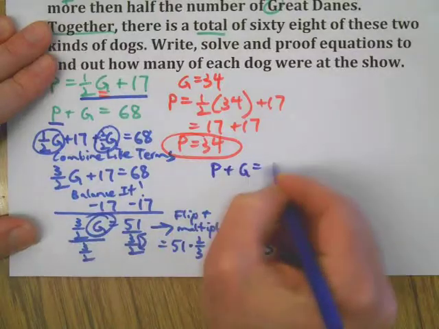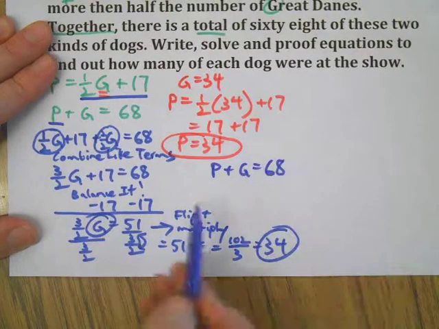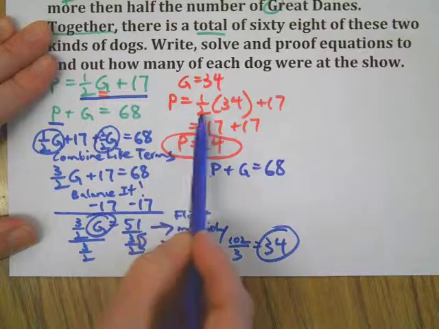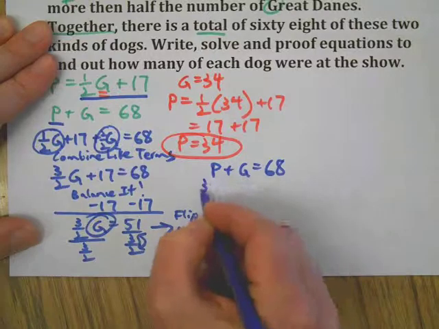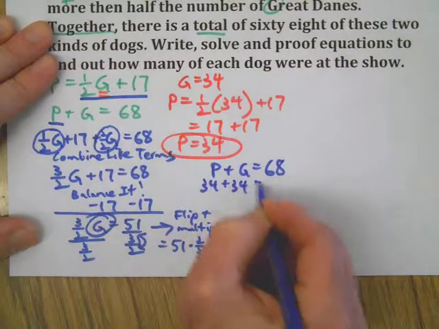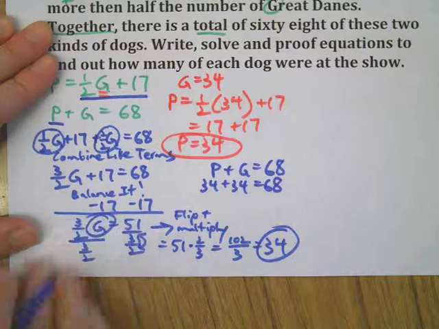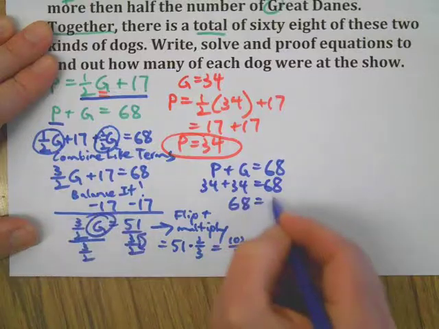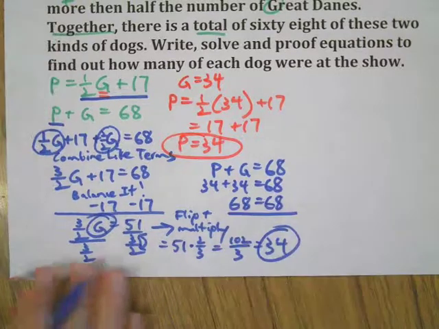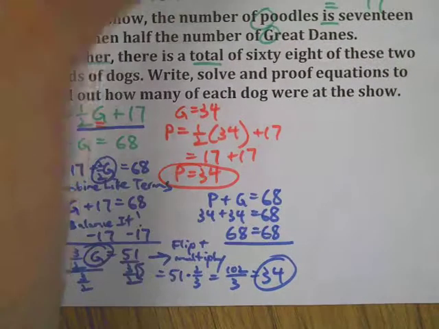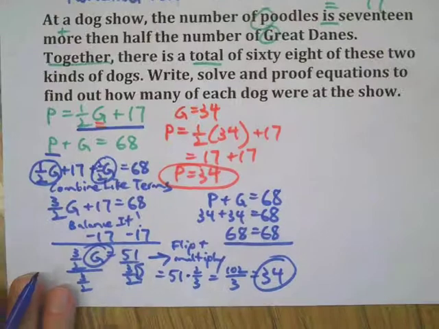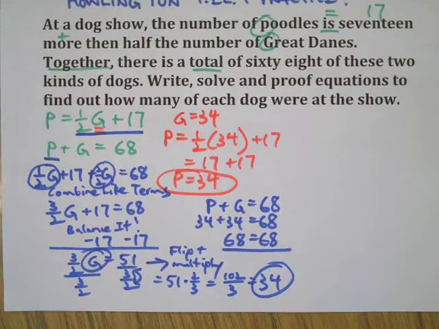Let's do the proof. Poodles and Great Danes are supposed to equal 68. We already know that poodles is 1/2 of Great Danes plus 17, so that is 34. Through the magic of number manipulation, we had a problem that sounded like there might have been different quantities of animals, but it was actually the same exact quantity of both. So the correct answers are 34 poodles and 34 Great Danes.